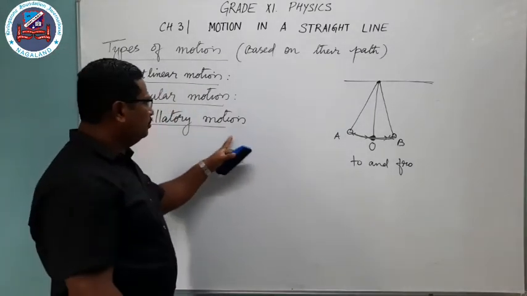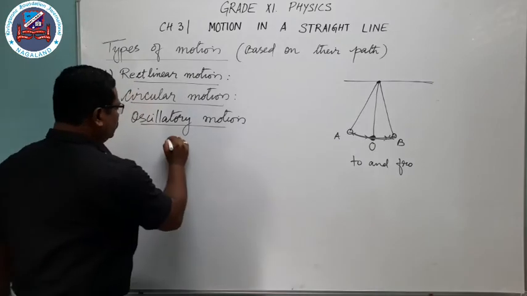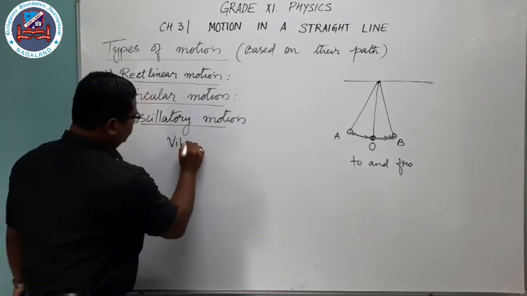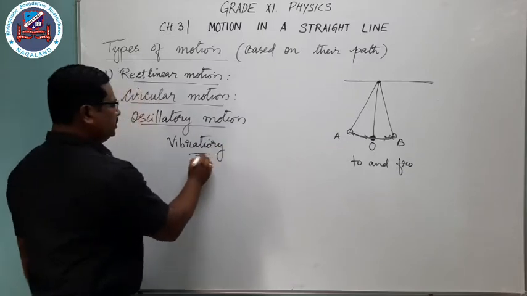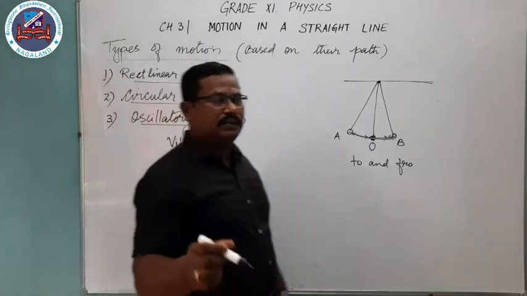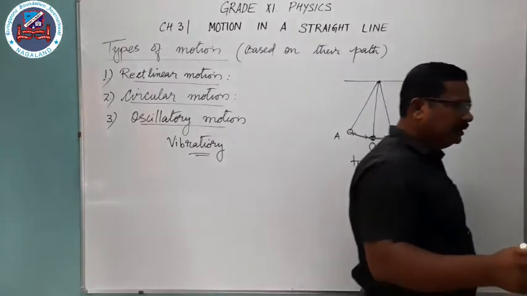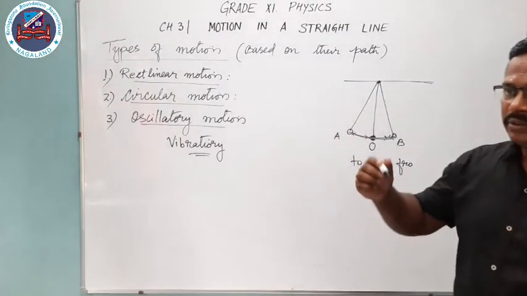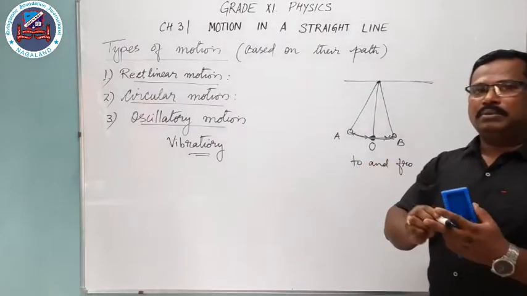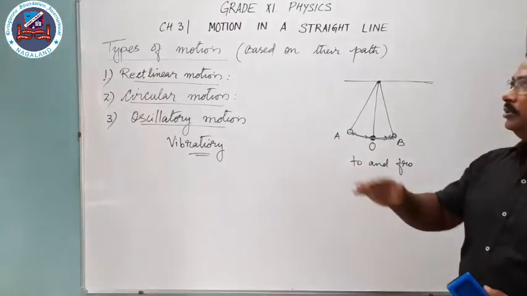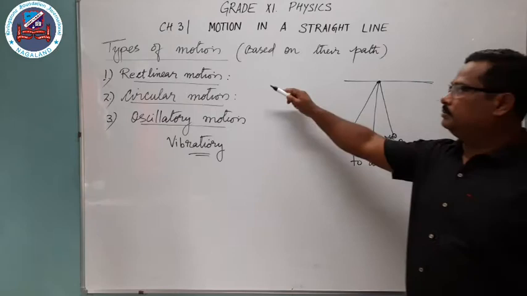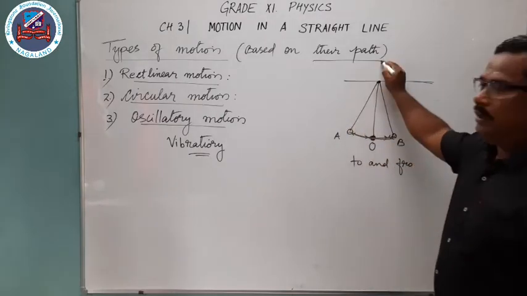Sometimes this oscillatory motion we call vibratory motion also. Vibrations, because if there is vibration, then the number of oscillations will become very fast. If the number of oscillations becomes very fast, then that motion we call vibratory motion. These are the 3 types of motion based on their path.